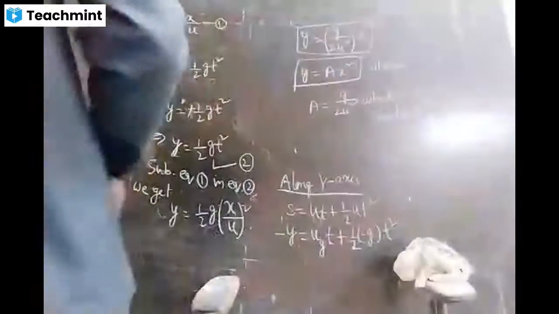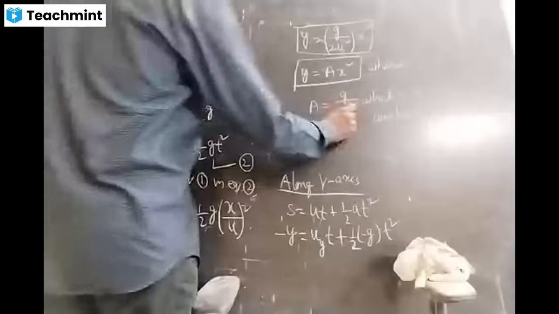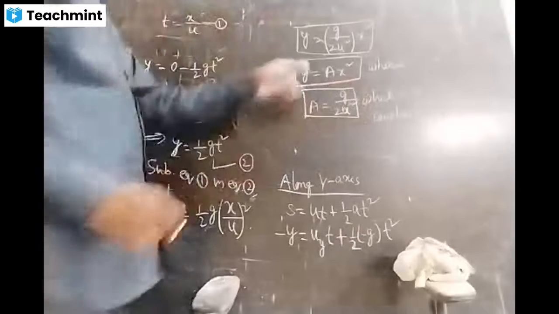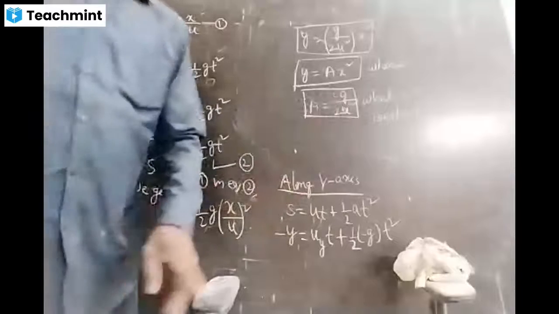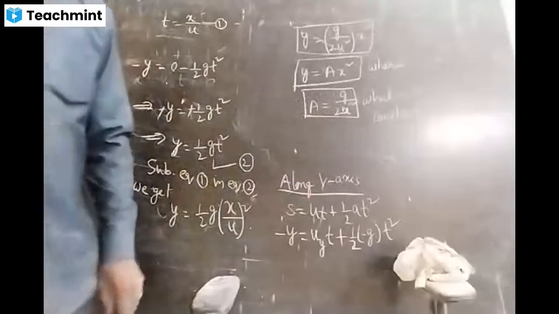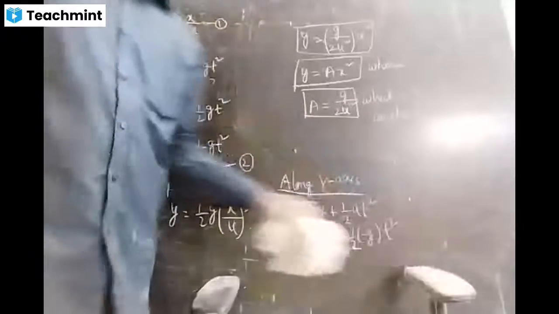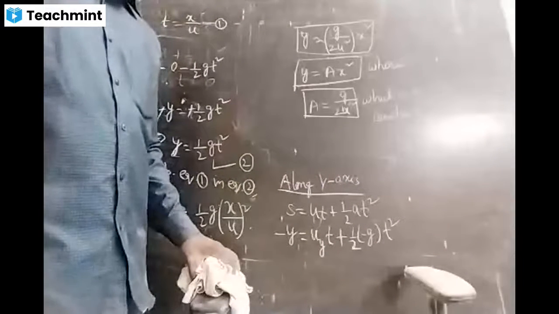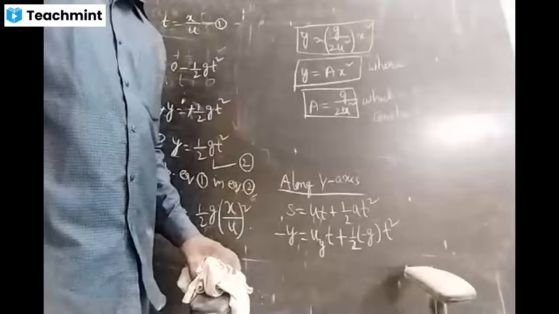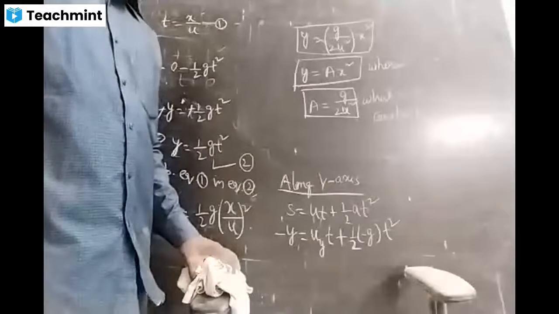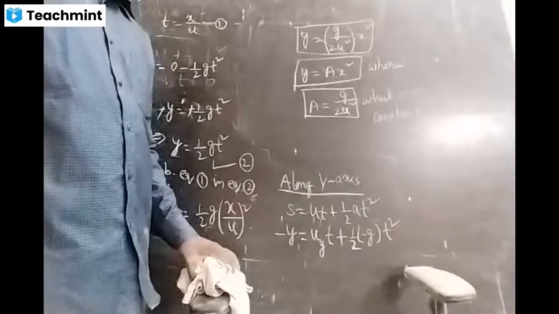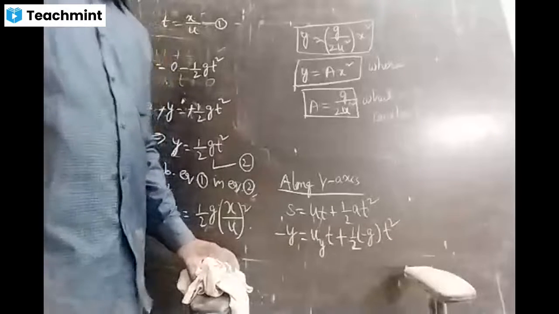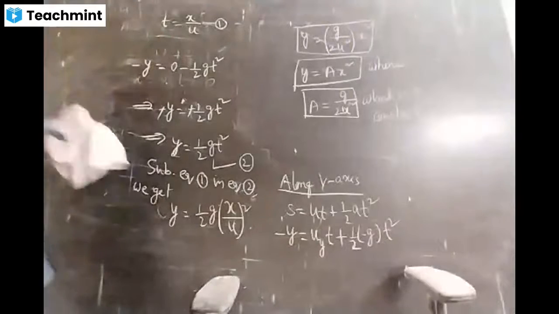And what should be the value of a? a is equal to g by 2u square. Remember this. And y is equal to a x square is also the equation of a parabola. Just like for oblique projectile, if you recall, we got the equation y is equal to a x minus b x square. Similarly, here I am getting y is equal to a x square, which is also one of the equations of a parabola in mathematics.